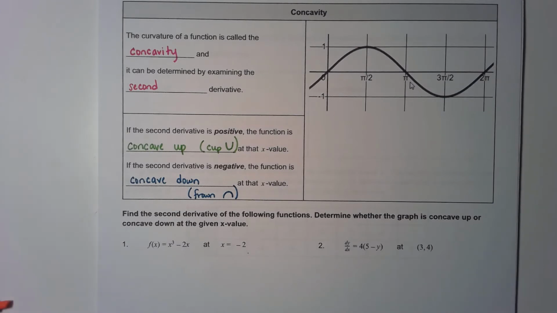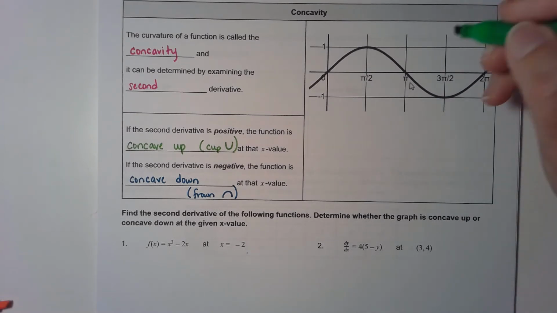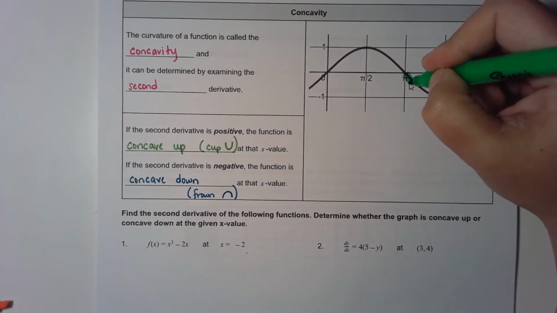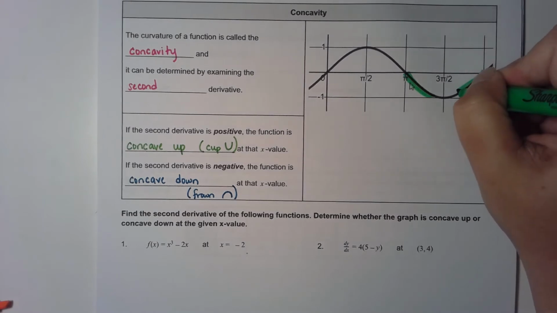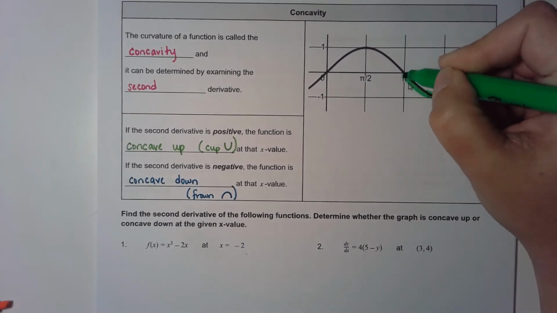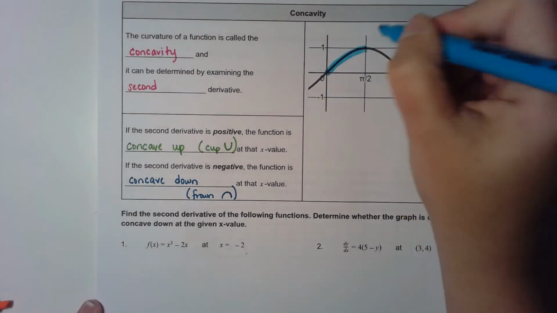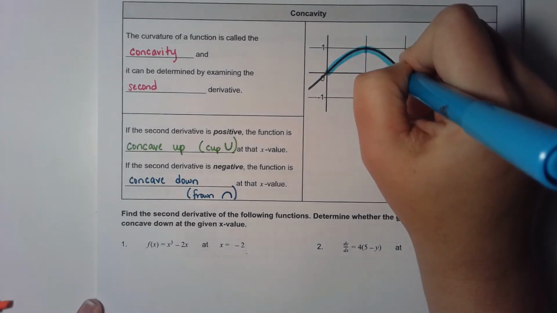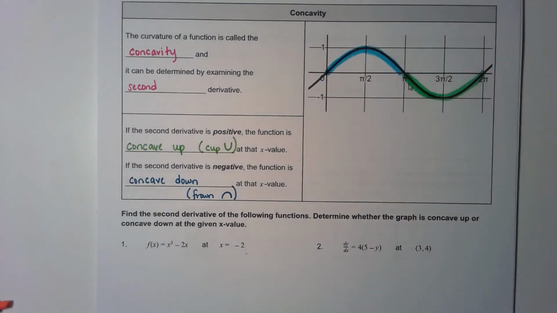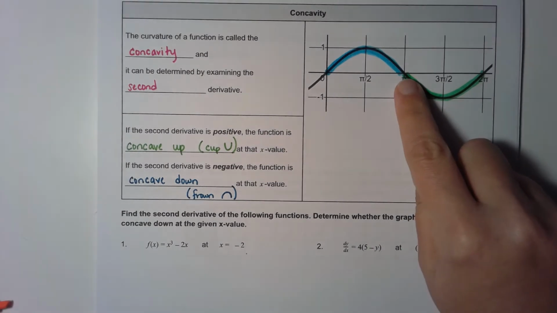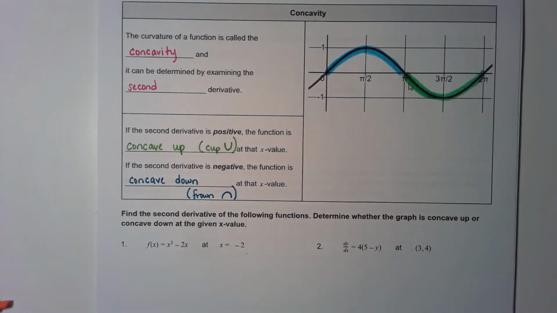So if we were to highlight the sections on this graph where we see concave up and concave down, this graph would be concave up in this section of the graph, because you can see it kind of is shaped like a cup. And this graph would be concave down in this section of the graph, because as you can see, it's kind of shaped like a frown. And the concavity changes right here in the middle, which we are going to eventually call a point of inflection. It's a place where the concavity changes on a graph.